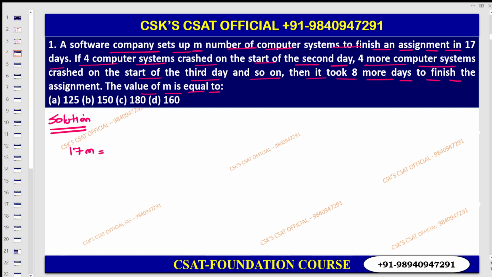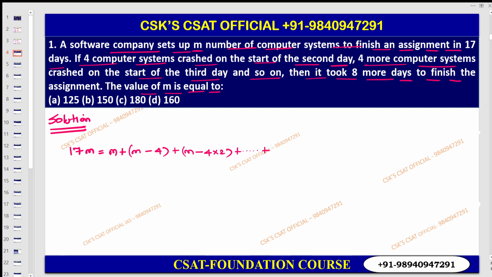Now try to understand. First, you are employing m number of computers. From the second day onwards it only reduces. So it reduces by 4, m minus 4. Then 4 more computers crashed at the start of the third day, which means if 4 computers crashed on the second day, 8 computers on the third day, next 12, like that. So instead of writing 12 etc., you can write m minus 4 into 2.